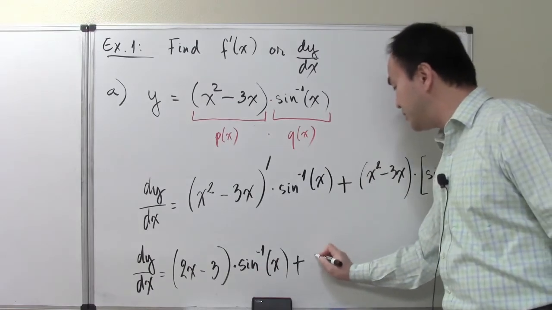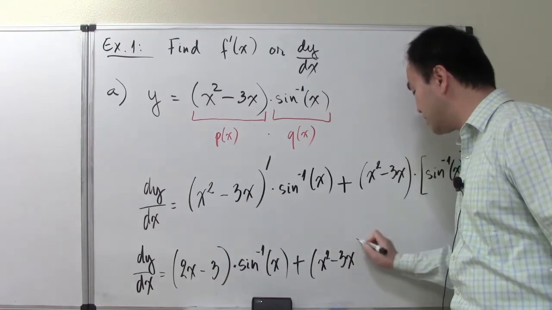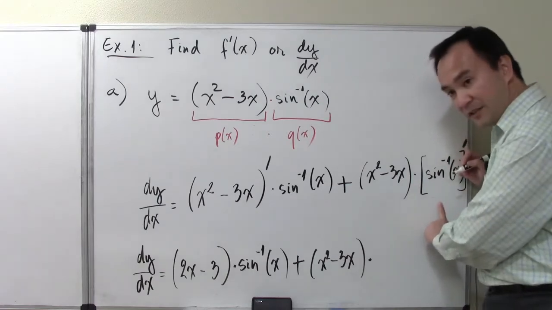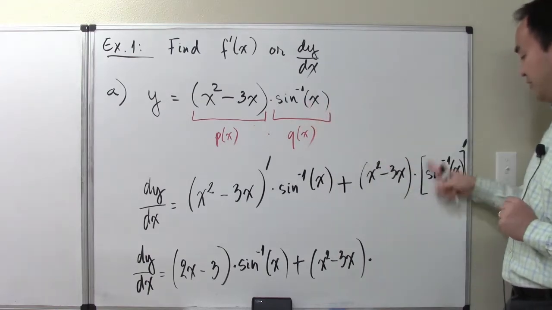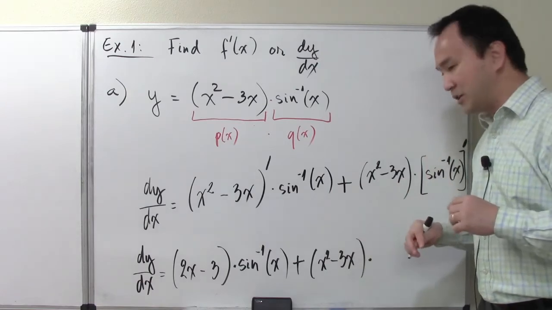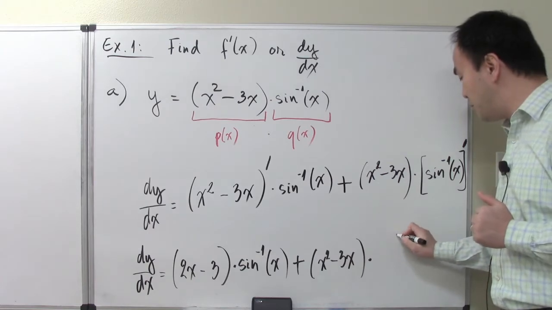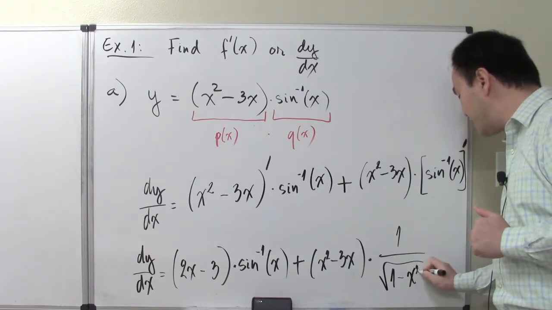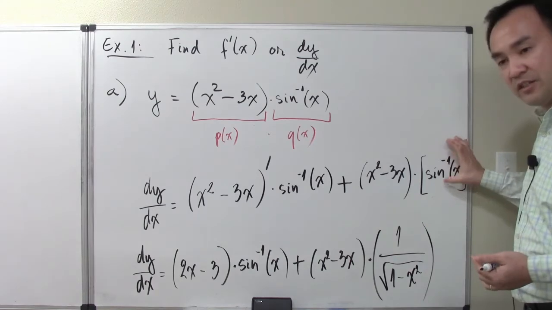And so now I'm going to add x squared minus 3x. Notice this time I'm keeping p of x the same, and I need to multiply with the derivative of our q function right here. So q is sine inverse, and now we're going to have to take the derivative of q. That's the whole point of learning how to find the derivative of this particular function. So sine inverse gives me 1 over the square root of 1 minus x squared. Okay, so all that fraction we have produced here is the derivative of this sine inverse function.